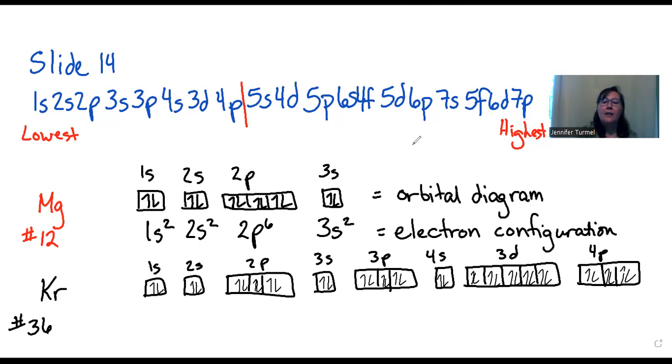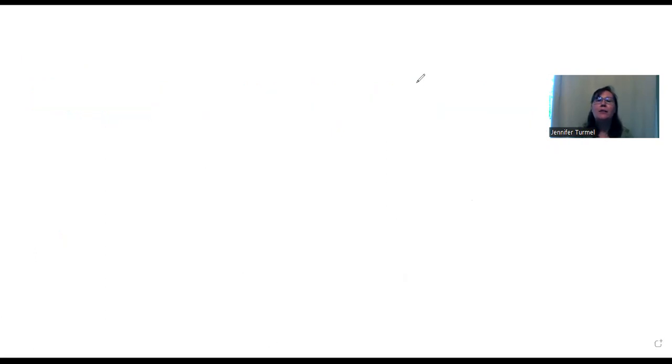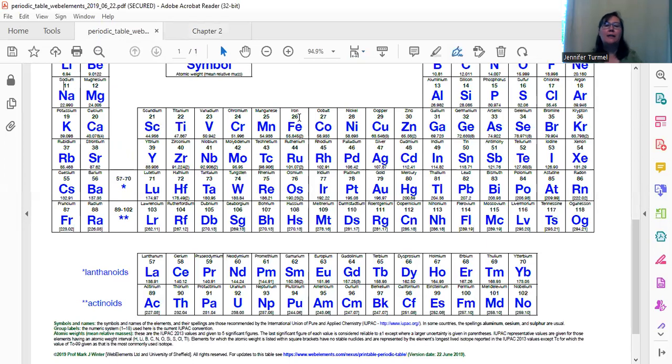Okay. And then I work my electron configuration, 1s2, 2s2, 2p6, 3s2, 3p6, 4s2, 3d10, and 4p6. So that's doing orbital diagrams and electron configurations together. Okay. So now let's go ahead and clear everything. And I'm going to go back to my PDFs here. And we're going to look at our periodic table.